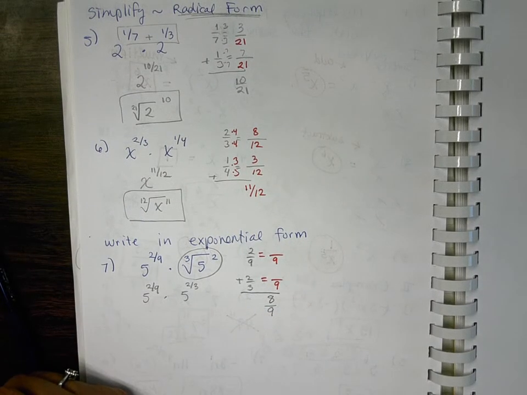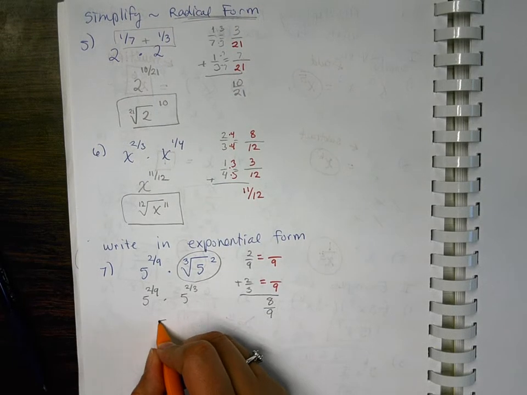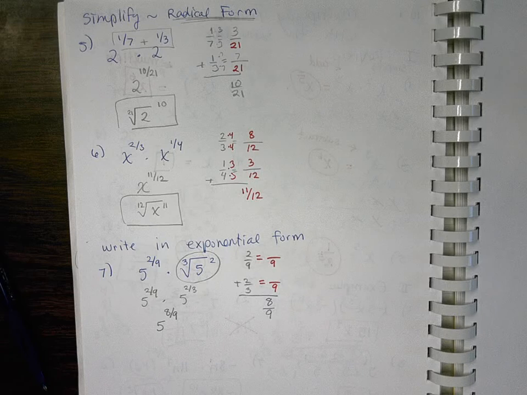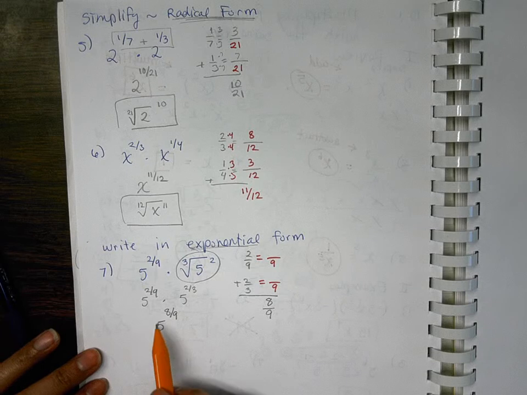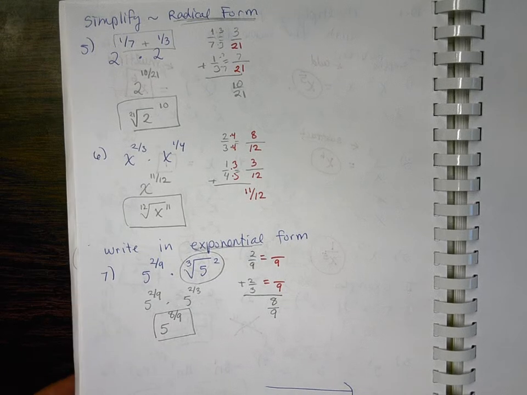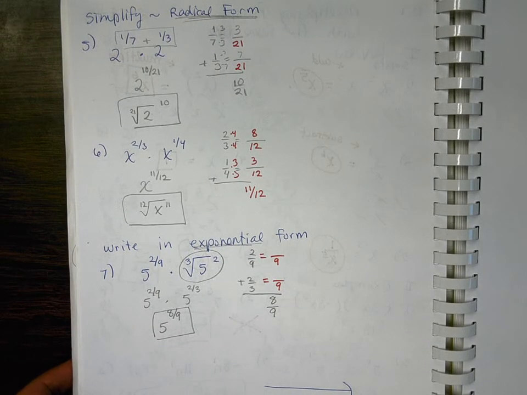Okay, so double check it. All right, so this is 5 raised to what? Now, can I reduce the 8/9? Am I done here, or do I need to change it? Done, because this one is exponential form. So if I did change it to radical form, would I get it wrong? All right. Got it?